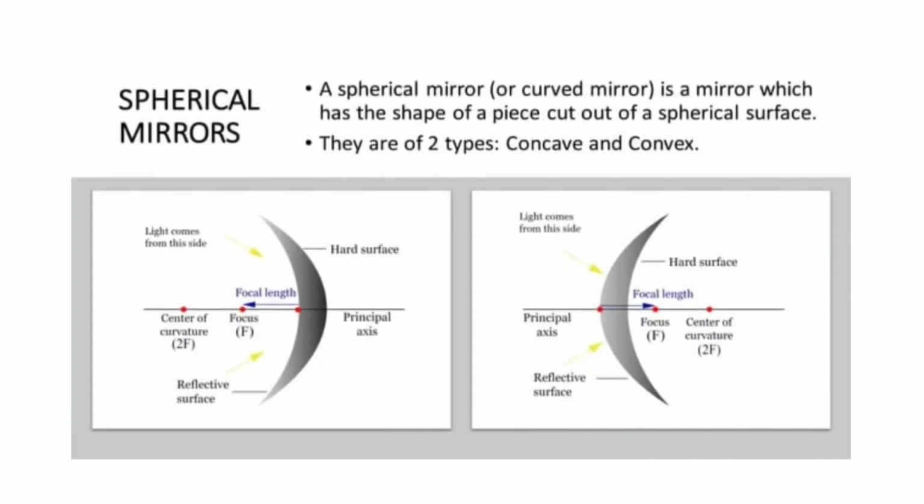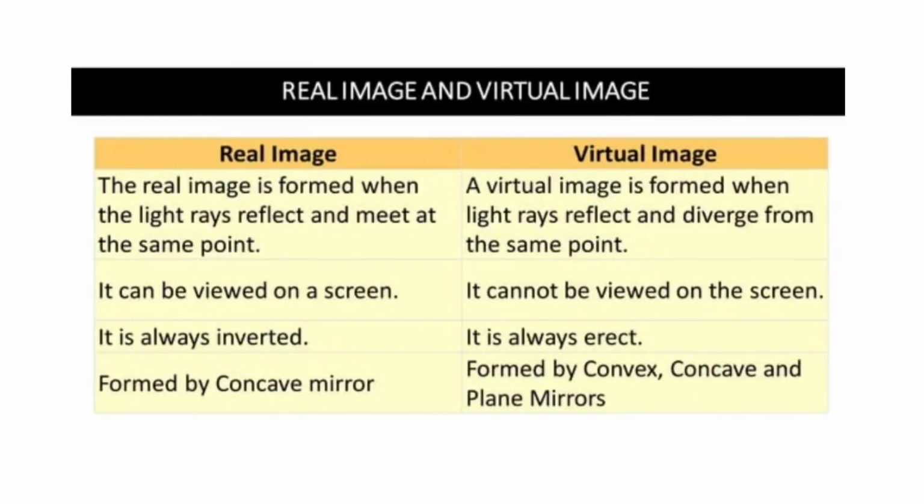A spherical mirror or a curved mirror is a mirror which has the shape of a piece cut out of a spherical surface. There are two types of mirrors, concave mirror and convex mirror. Now let's discuss the difference between the real image and virtual image. Let's see.